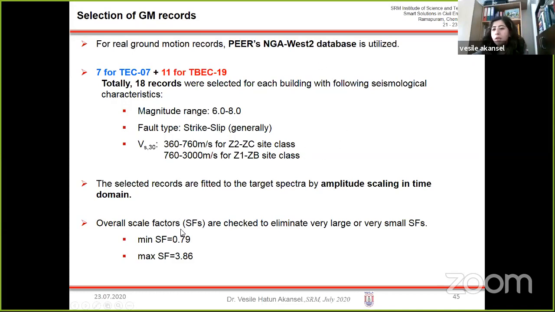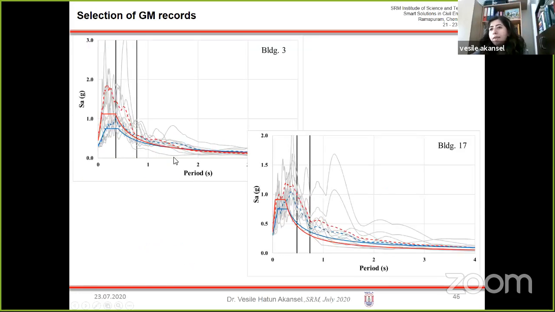And the overall scale factors were around 0.79 to 3.686. And this is how we made the spectral match for each structure, depending on the previous earthquake code and the new one. The blue one is the previous one and the red one is the new one. So as you can see, we have a high increase in the spectral acceleration for a certain number of periods.